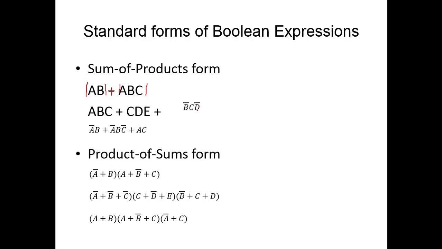The other representation is product of sum form. We have product of multiple terms, and each term is in fact a sum of literals, like a complement b and a plus b complement plus c. So all these three examples are product of sum representation of a Boolean expression.